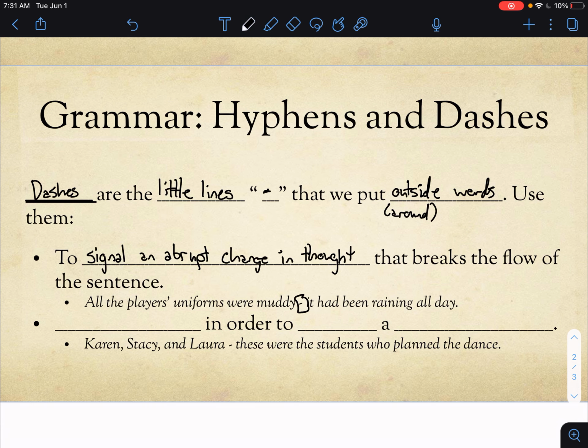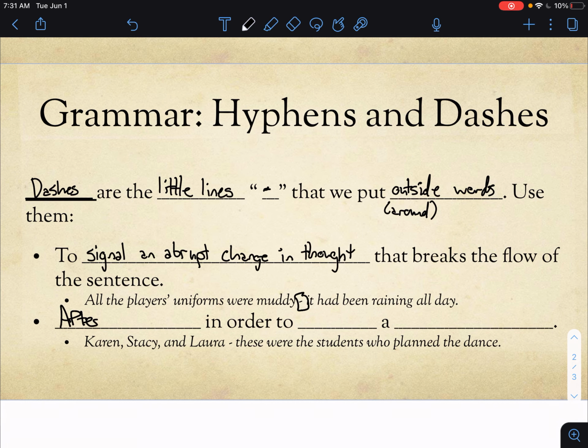And the last one is another way to conclude a series of things in order to preview a summary statement. So it's kind of similar to the first one, where you're also providing an explanation, but this one specifically after a series. I'm giving these names, now I have my dash, and then these were the students who planned the dance. Okay?